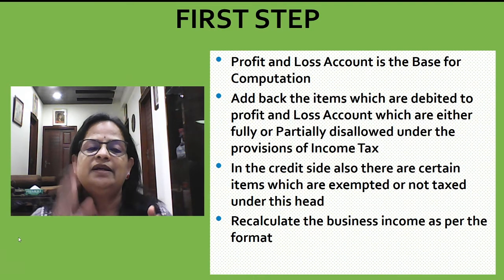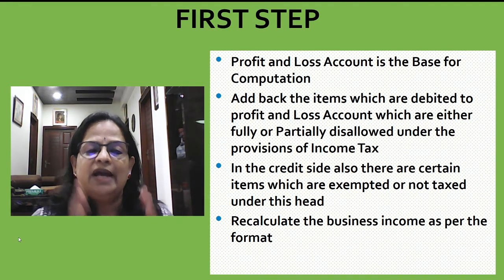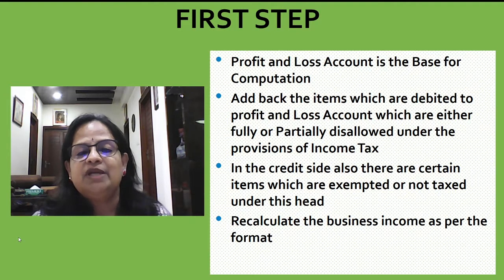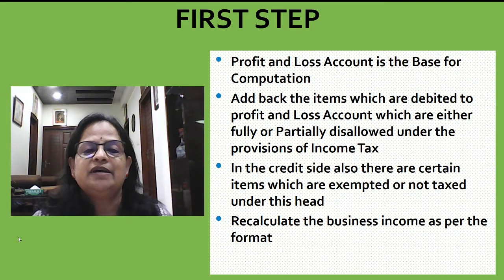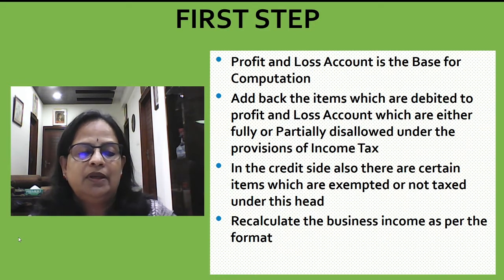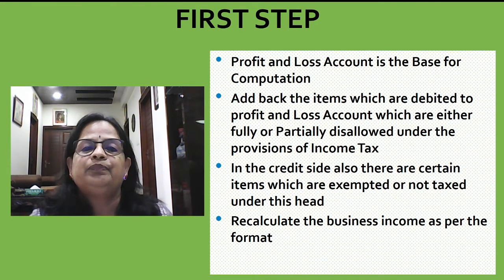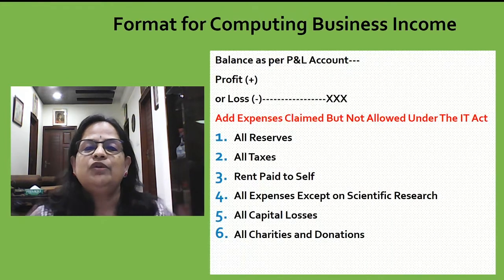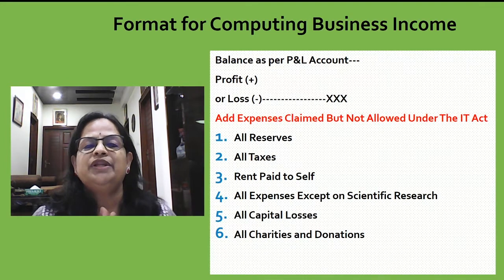Debit side, to see the disallowed items, you have to see the debit side of the profit and loss account and the additional information. Then recalculate the business income. So that will be the base for calculation. So now I am giving you the format for computing the business income.